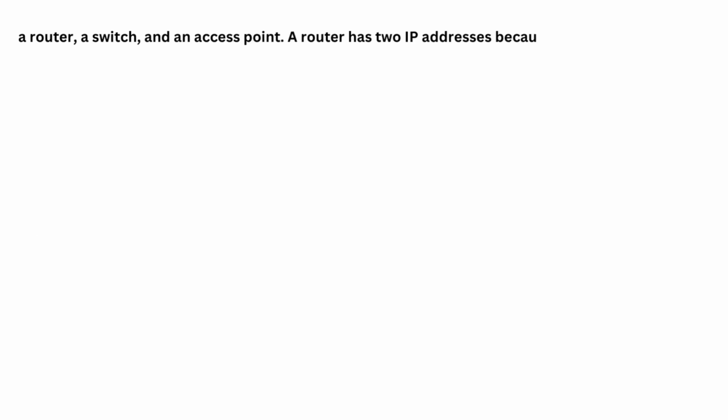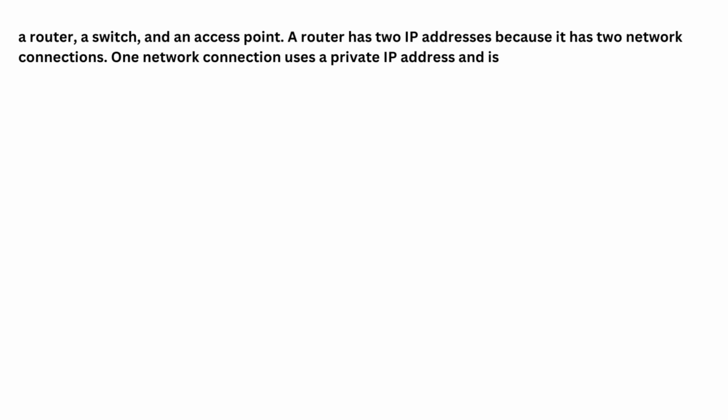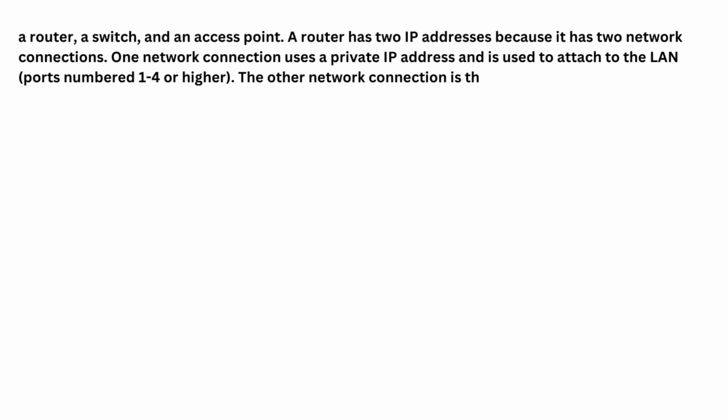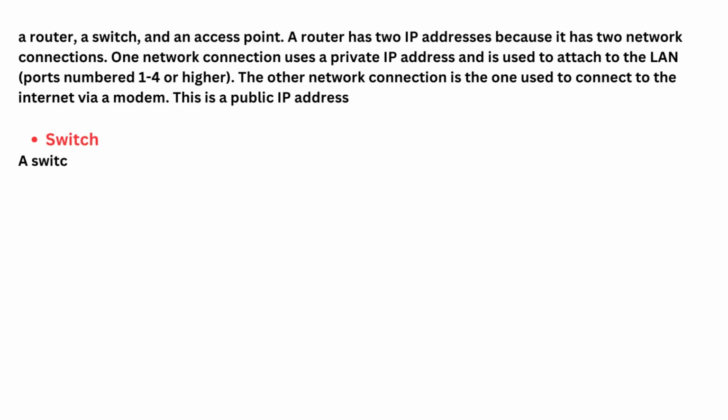A router has two IP addresses because it has two network connections. One network connection uses a private IP address and is used to attach to the LAN ports numbered 1 to 4 or higher. The other network connection is the one used to connect to the internet via a modem. This is a public IP address.